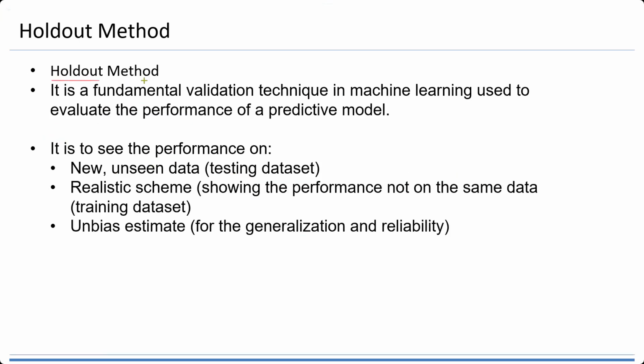Holdout method. What is the meaning of the holdout method? It is the fundamental validation technique in machine learning used to evaluate the performance of the predictive model. It is to see the performance on new data, the unseen data. Unseen means the data we have not seen before. That's why we need to put it into the testing dataset.